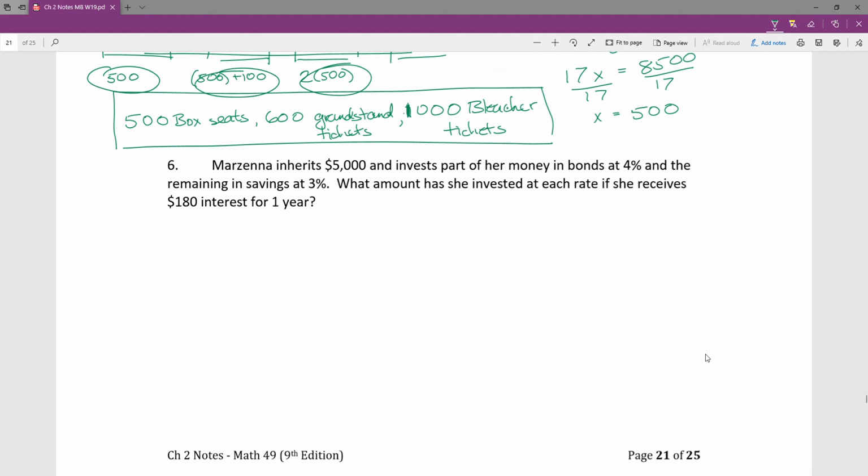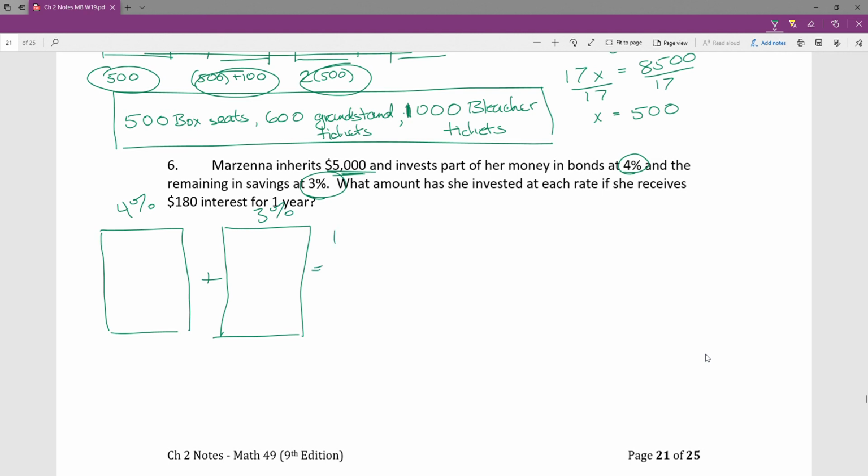Last one on mixture problems, we have Marzena, and she's going to inherit $5,000. Lucky her. She's going to divide that 5,000 up and invest part of it at 4% and part of it at 3%. So these are the 2 parts that I'm mixing together, that 2 amounts of money at different rates. So this one's going to represent the 4%, and this one's going to represent the 3%. That's not how much of her money, but that is the rate she's getting on it.